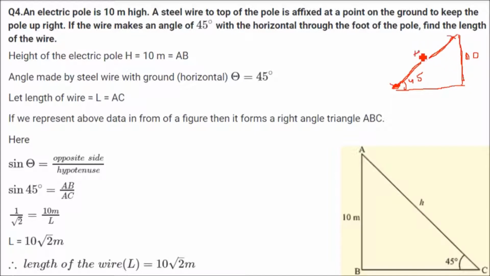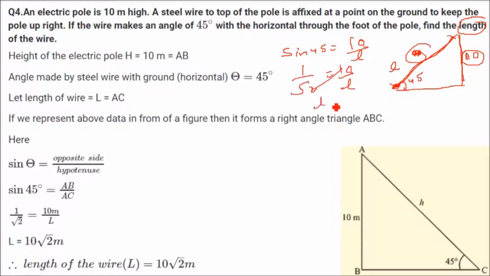So here this is the hypotenuse and this is what? Perpendicular. So perpendicular and hypotenuse, where do you get? You get in sine theta. Sine theta is perpendicular by hypotenuse. So you use sine 45 degree. Sine 45 is perpendicular upon hypotenuse, 10 by h. Or you can say, because this is not height, this is length, because you have to find the length of the wire, I am taking it as L. What is sine 45? It is 1 by root 2. It is 10 by L. What do you get L? L as 10 root 2. This is the answer.